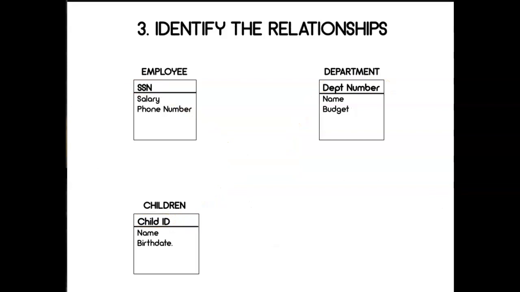After including the necessary attributes into your entity relationship diagram, you will next determine the relationships between entities that should be logically connected. In this example, there are only two relationships that we need to capture. First, we will connect the entities employee and department, indicating that an employee works in a specific department. Second, we will connect the entities employee and children to represent that an employee is the parent of a child.